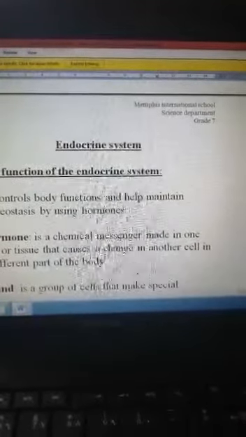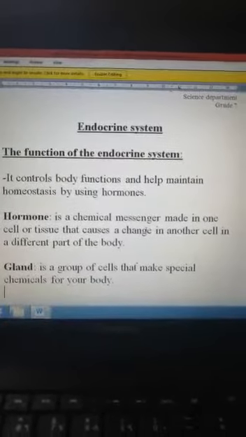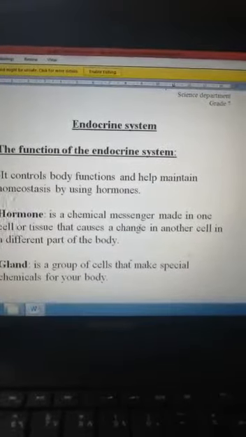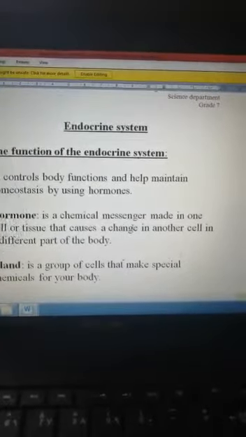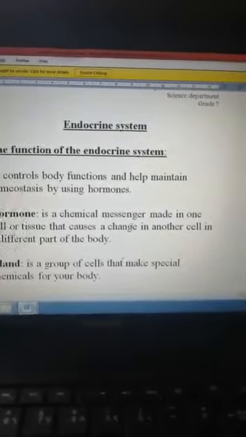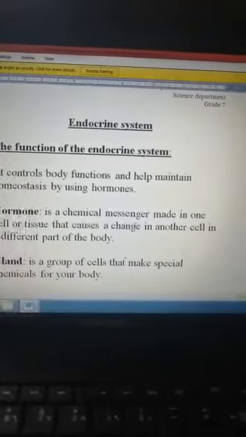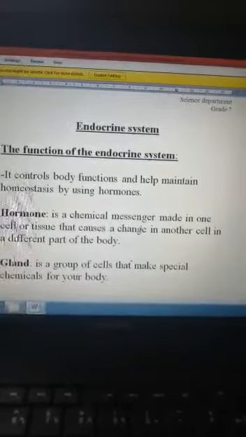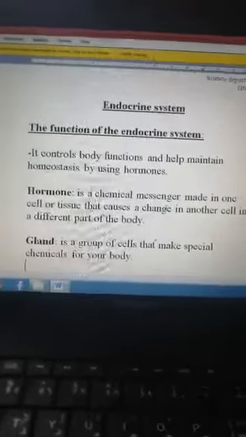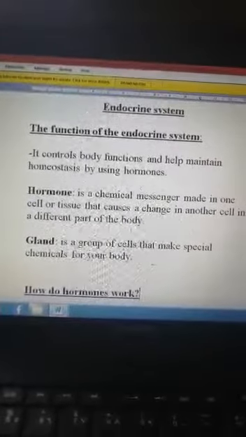And now we will talk about endocrine system. The function of endocrine system, it controls the body function. It controls body function by using hormones. Hormone is a chemical substance made in one cell that causes a change in another cell. Gland is a group of cells that make special chemicals for your body.